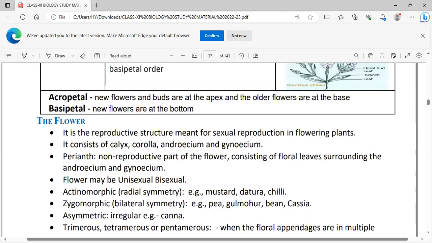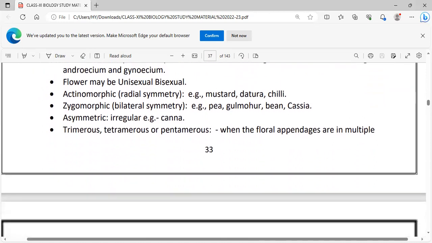And the types of flowers on the basis of symmetry: there are two types, actinomorphic and zygomorphic. Actinomorphic is the radial flower in which the flower parts are arranged in a radius, and zygomorphic means bilateral. Then the flower can be unisexual or bisexual on the basis of the reproductive parts, and trimerous and others on the basis of how many parts, and in what multiples, are present in the flower.